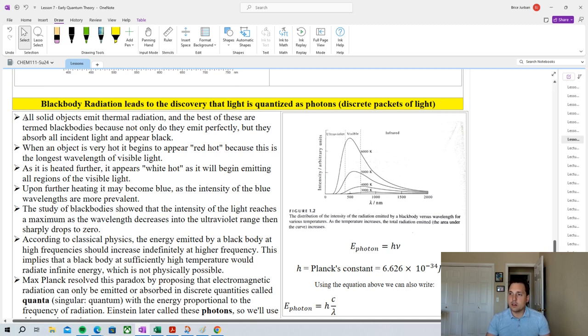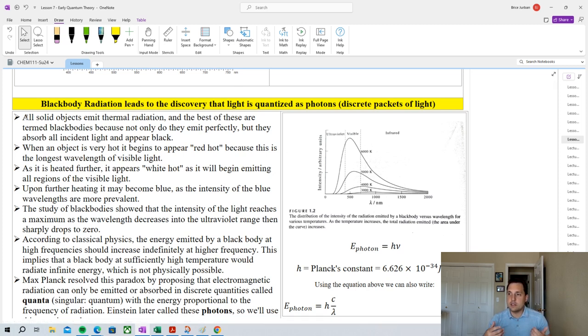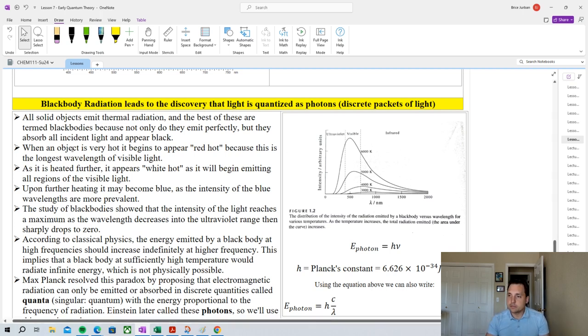So let's start off by talking about how all solid objects emit thermal radiation. The best of these emitters of thermal radiation are termed black bodies, because not only are they going to emit radiation perfectly, but they're also going to absorb all incident light on them and appear black because they're absorbing all those colors. When an object is very hot, it may begin to appear red hot.